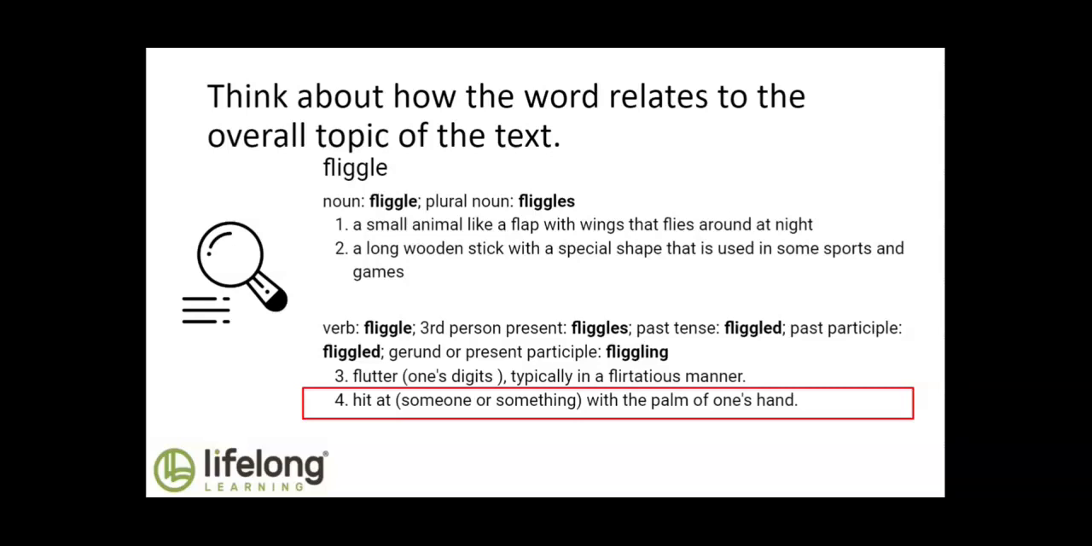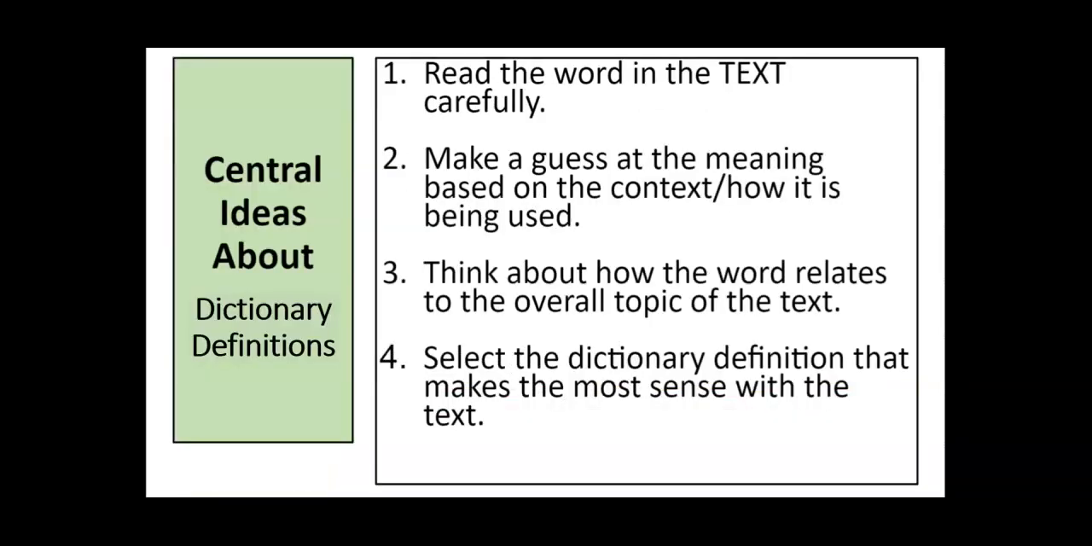So remember, the four essential ideas is you want to read the word in the text carefully, make a guess at the meaning based on the context or how it's being used, think about how the word relates to the overall topic of the text, and finally select the dictionary definition that makes the most sense within the text.